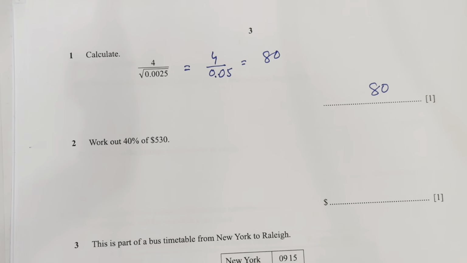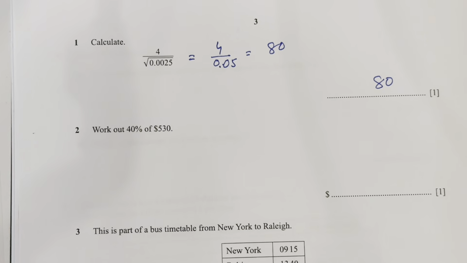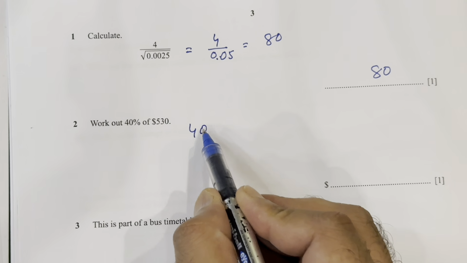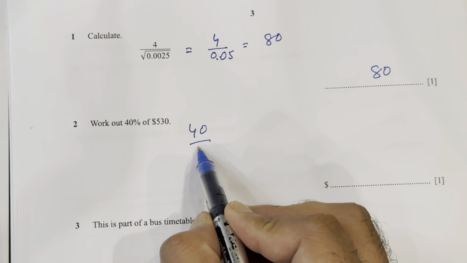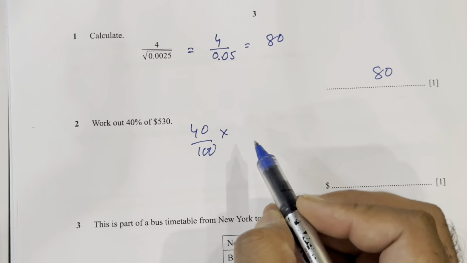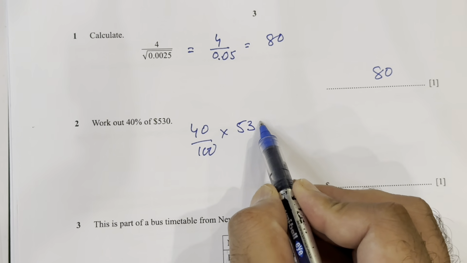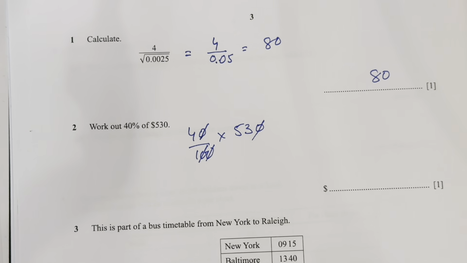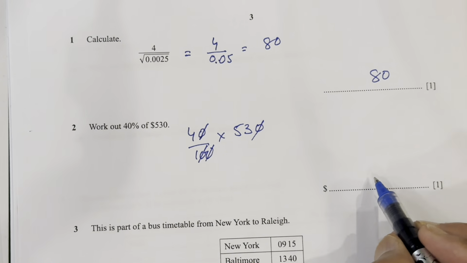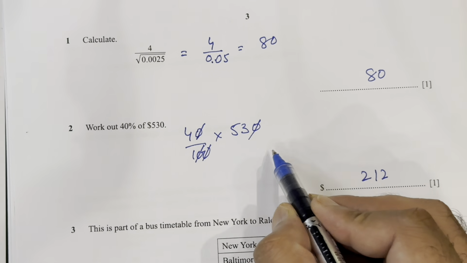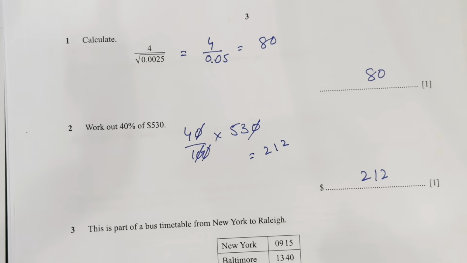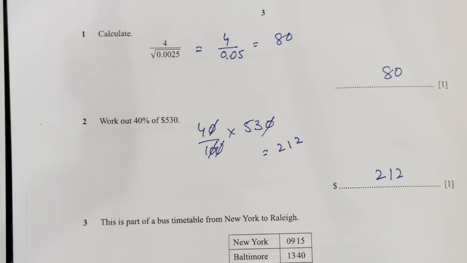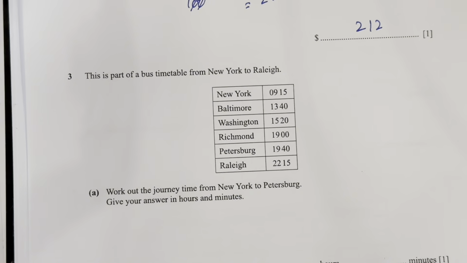Now we will move to the next part. Work out 40% of 530. So 40% of 530, we're going to solve it like this. 40 over 100, changing the percentage into a fraction, then multiplying it by 530. The 0 cancels with 0, and 4 times 53, the answer would be $212. So this is a simple question. Now we will move to question number 3. Question number 3 is from the topic of time.